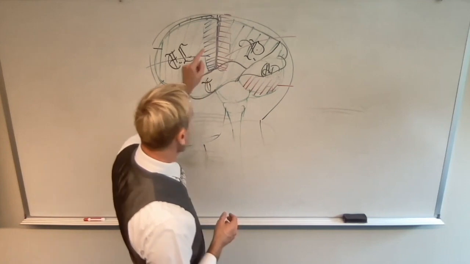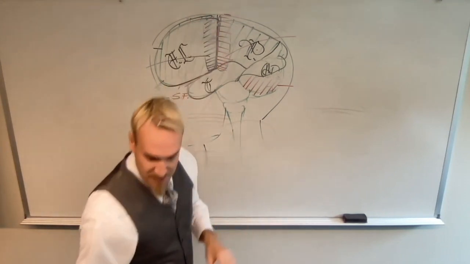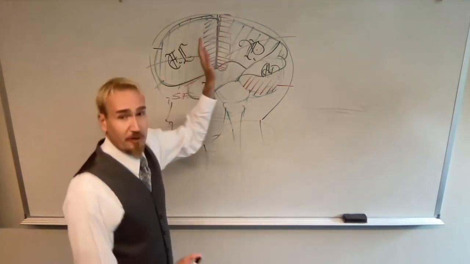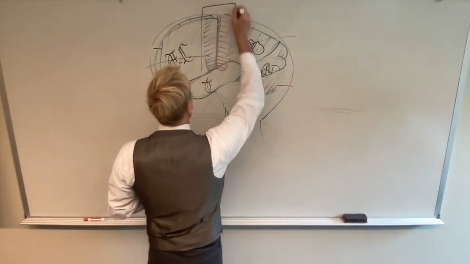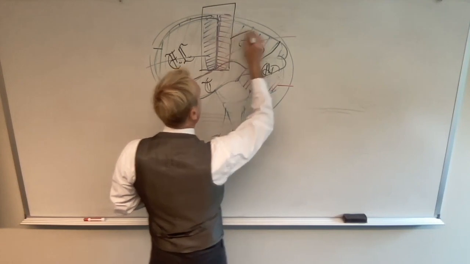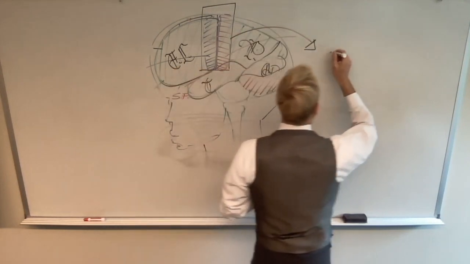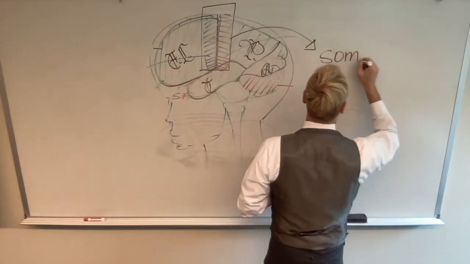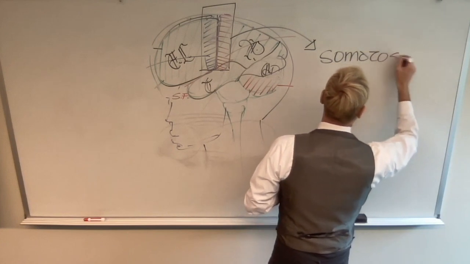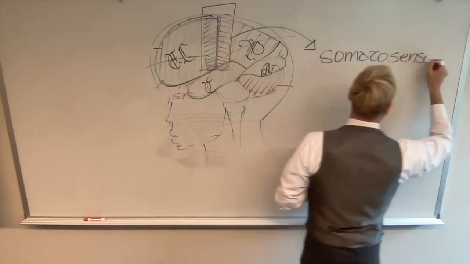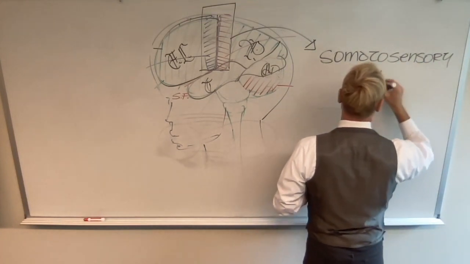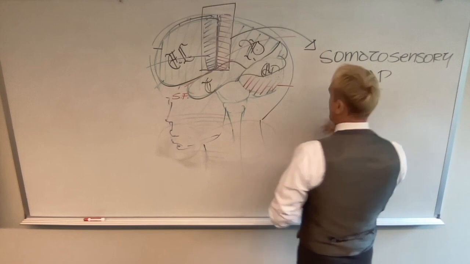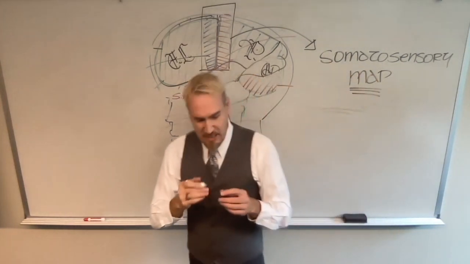So I was talking about this, and this, the combination, the motor cortex and the somatosensory cortex, this whole part, okay, it's what we also refer to as the somatosensory map. Sensory map. Okay.